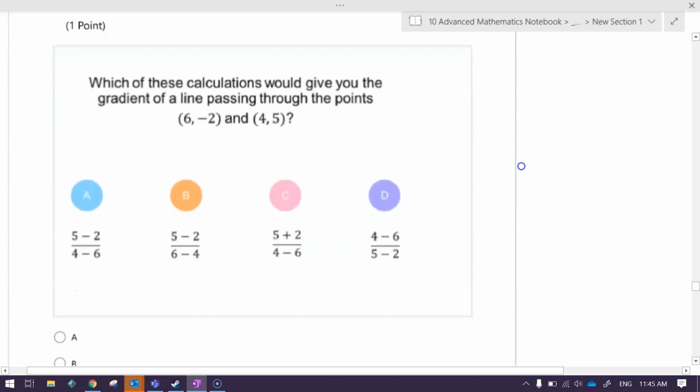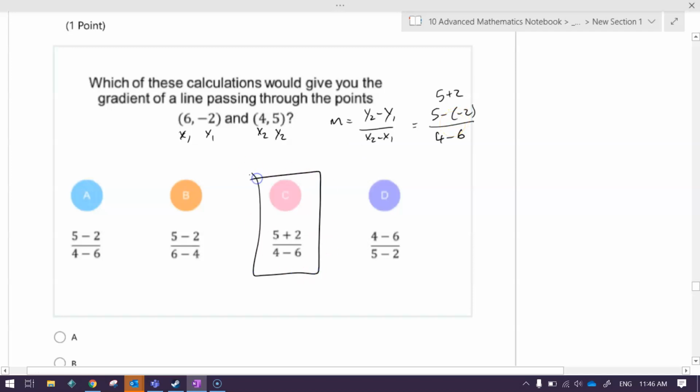Which of these calculations would give you the gradient passing through the points? Take your time to label it. x1, y1. x2, y2. Gradient is change in y divided by change in x, or y2 take y1 over x2 take x1. So in this case, that would be 5 minus -2 divided by 4 minus 6. Do I have one of those written anywhere? Well, 5 minus -2, I guess that's a 5 plus 2. Taking away a negative is a positive, you can see there we've got answer C.